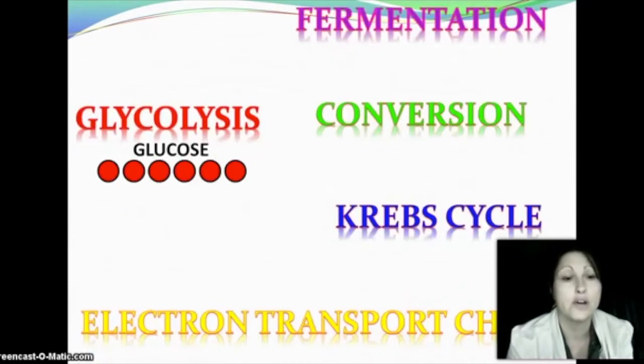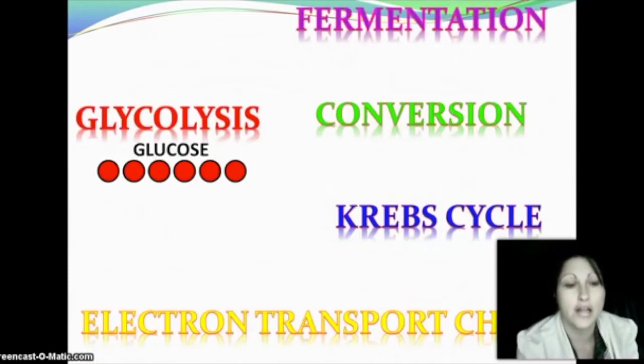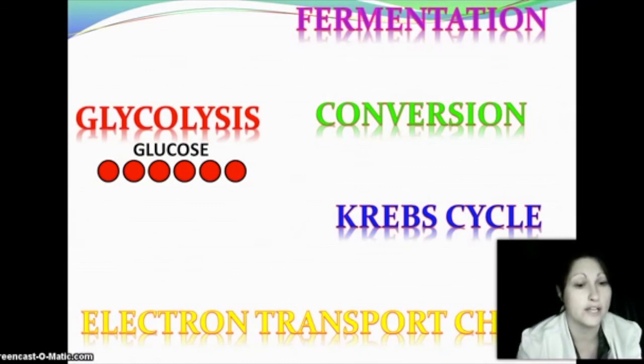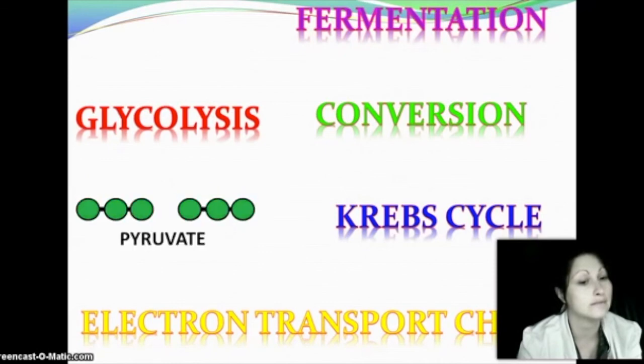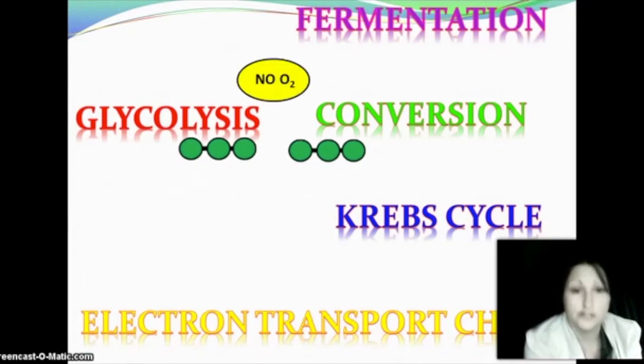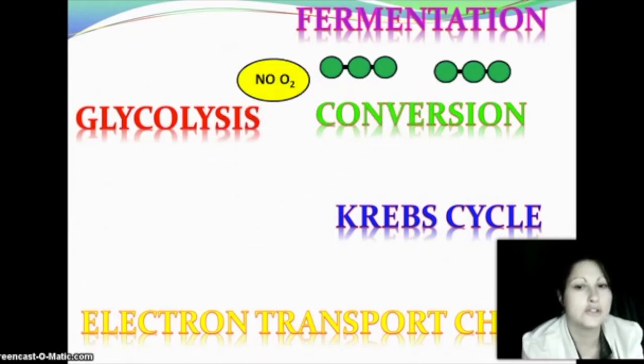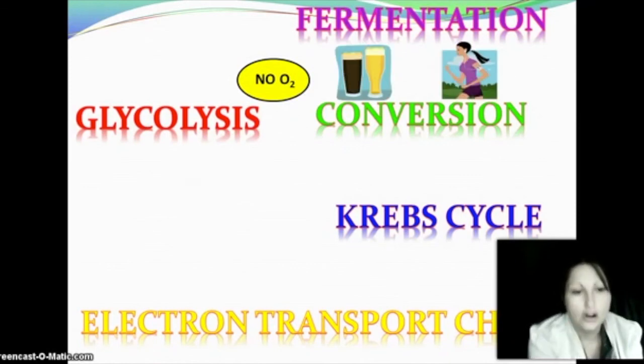All right, let's review. We have a bunch of our steps here. Glycolysis. Remember, in glycolysis, glucose is broken down into pyruvate. Let's say we do not have oxygen available to us. What's the next step out of fermentation, conversion, Krebs cycle, and the electron transport chain that we are going to go to? Hopefully you said fermentation. And what are our 2 types of fermentation? Good. Alcohol and lactic acid. All right, let's go back.